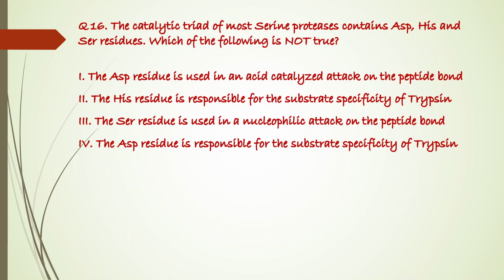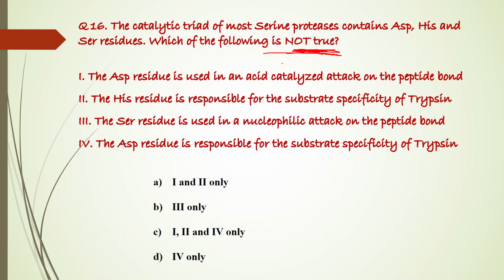Fine. This is the next question. It states that the catalytic triad of most serine proteases contains aspartic acid, histidine and serine residues. Which of the following is not true? So the word that is important for you is this particular one, that you need to choose the false one. Not true means you have to identify the false statements. These are your options. Let us come to this one by one.